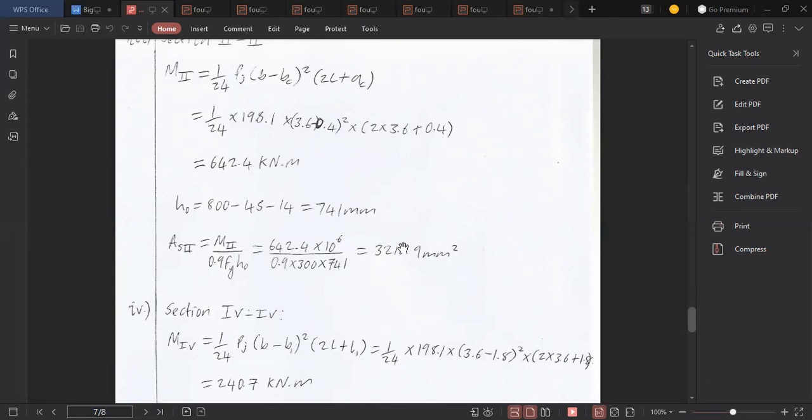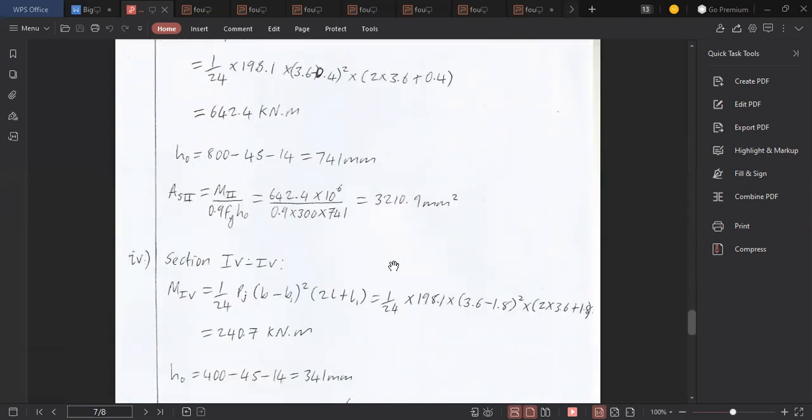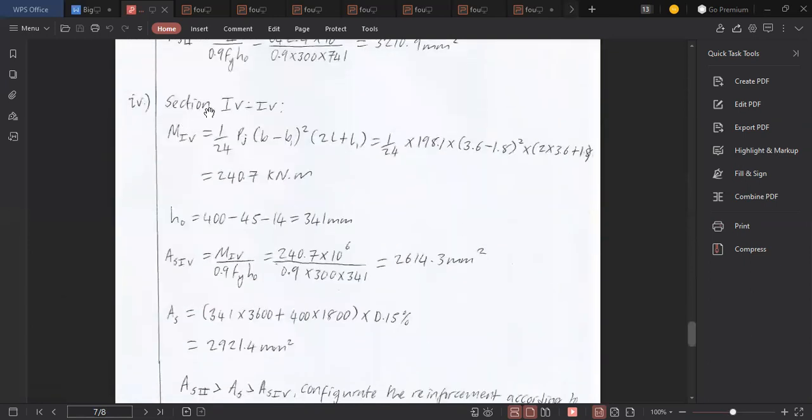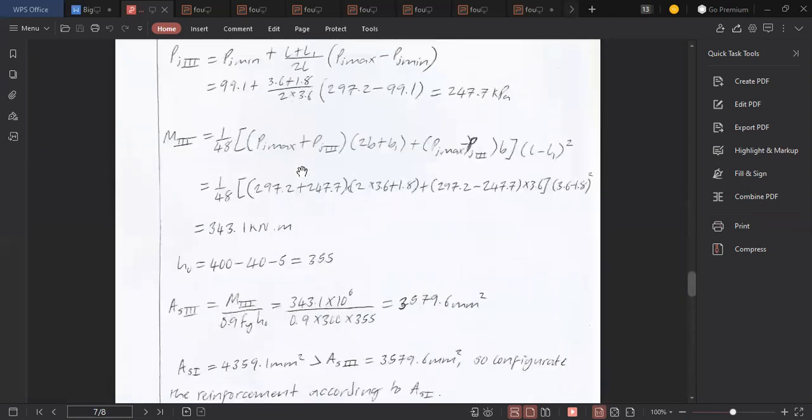So you find your value here. You find AS2 for section 2, and then for section 4 you do the same calculation. Here, instead of BC, it's B1 and A1, which are 1.8, 1.8. Then you find your AS4 and you get that.